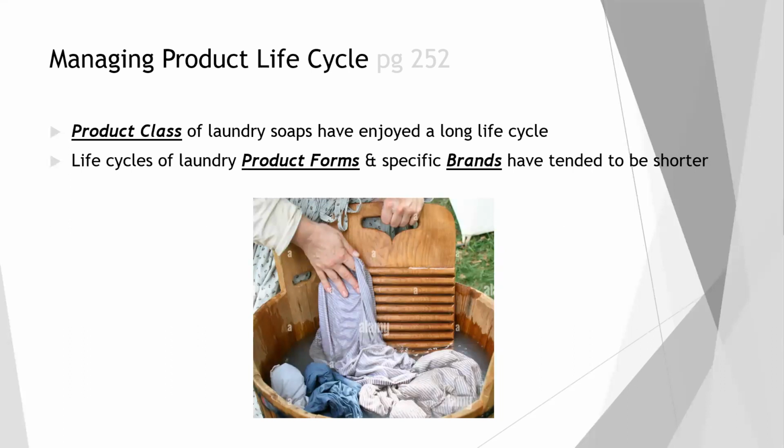So, product class of laundry soap. But again, we talked about how product classes tend to have the longest life cycle. Laundry soaps. Again, we've all got to do laundry. We've all got to wash our clothes. Laundry soaps have enjoyed a very long life cycle. So the life cycles of product forms and specific brands of laundry soaps have tended to be much shorter.